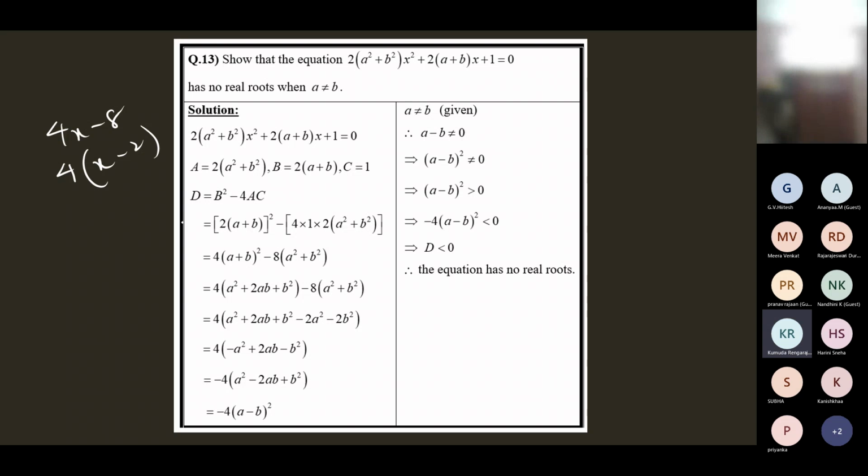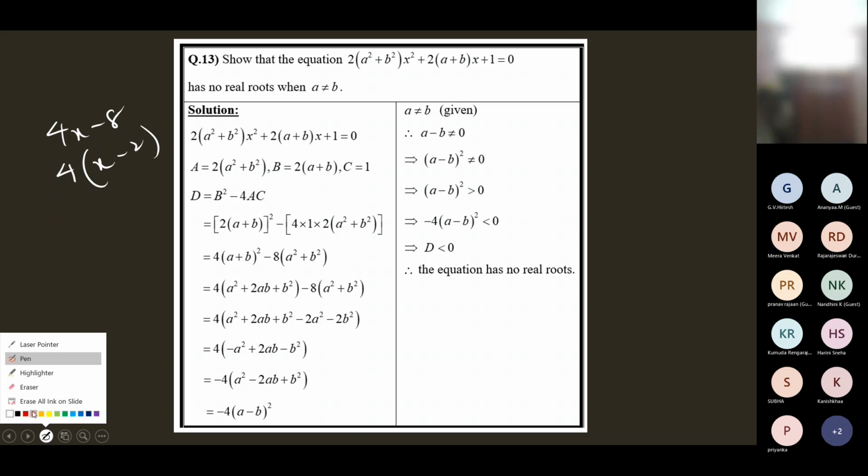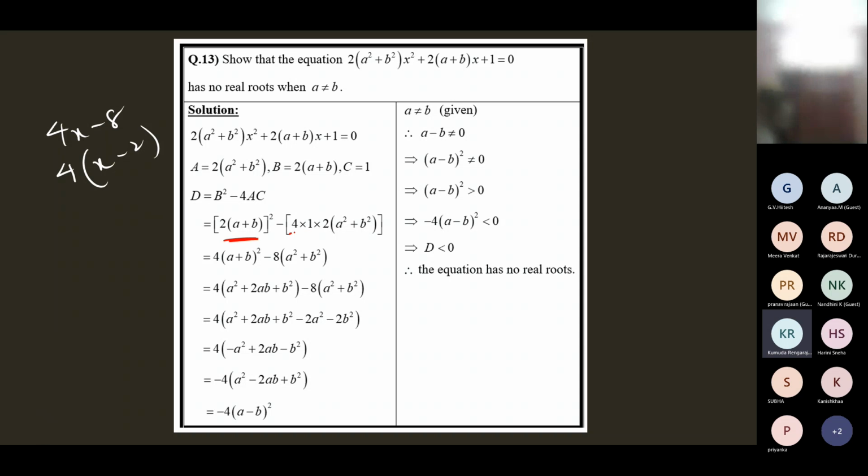So this is B square, B square minus 4 into C into A. I was telling you that you cannot divide by 4 throughout because it's an expression and not an equation. Only in an equation can you divide by 4 or any number throughout. So on working this, you get 4 into A plus B the whole square minus 8 into A square plus B square. Now expand this: A square plus 2AB plus B square, this one as it is.